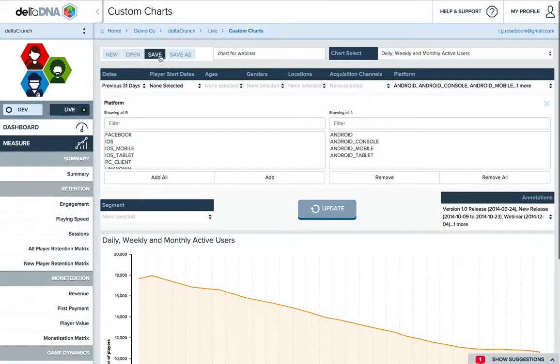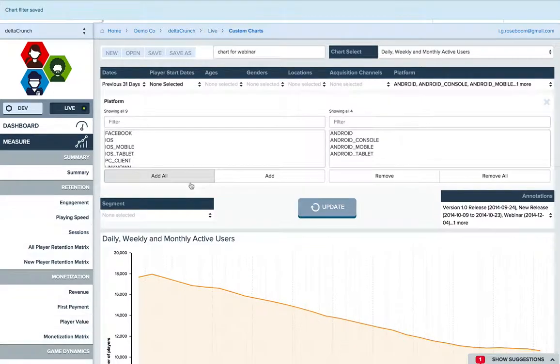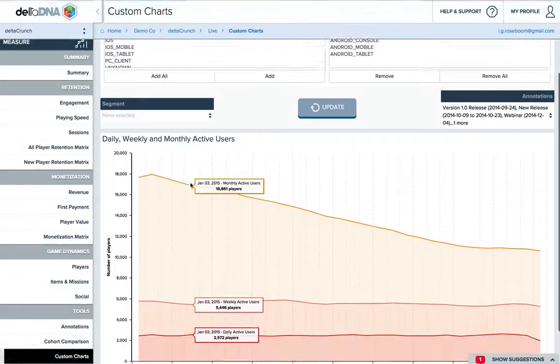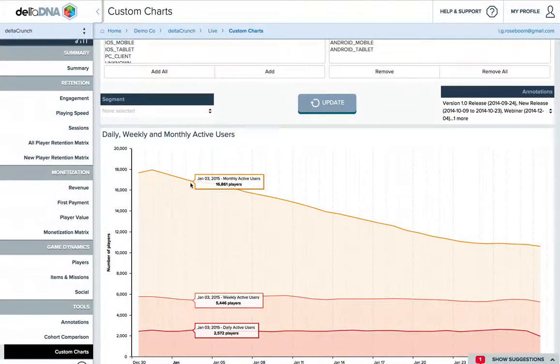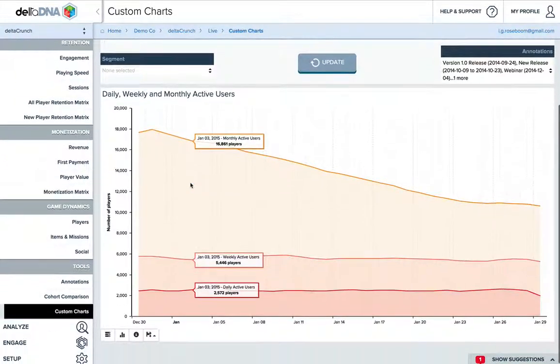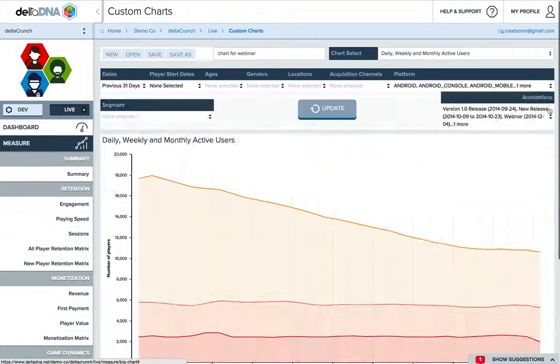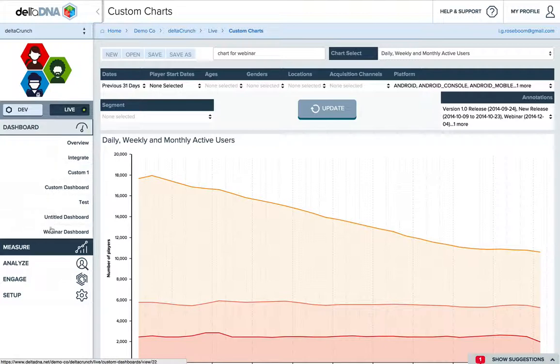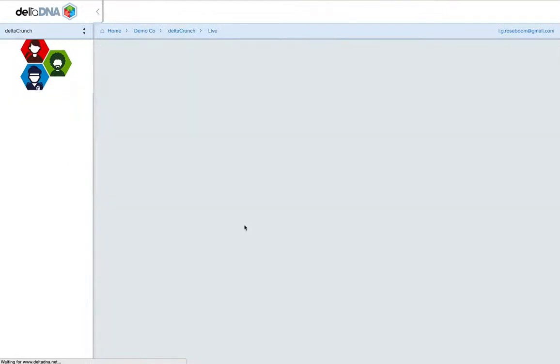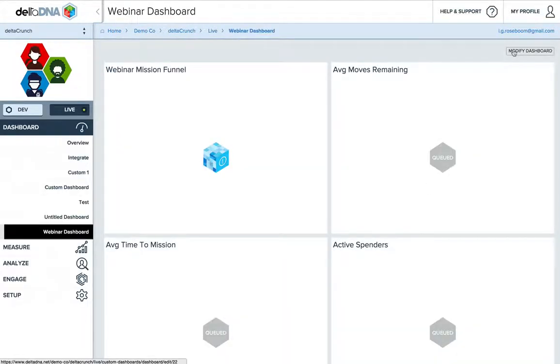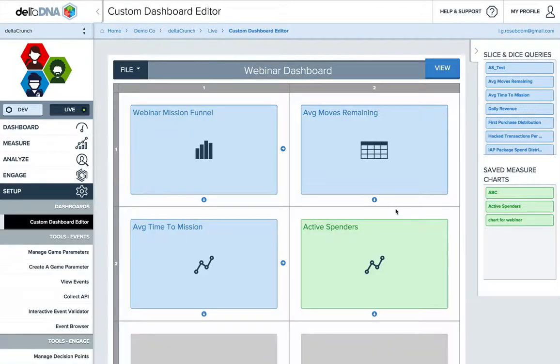We can save that. And so this tool's quite good if you want to just take one chart and look at it on a big screen, and of course you can save it and really get a good look at it. But what it's designed for is for you to be able to use these charts on custom dashboards. So if we go back into our dashboards and say we go to the webinar dashboard that I produced last week, we can modify this dashboard.